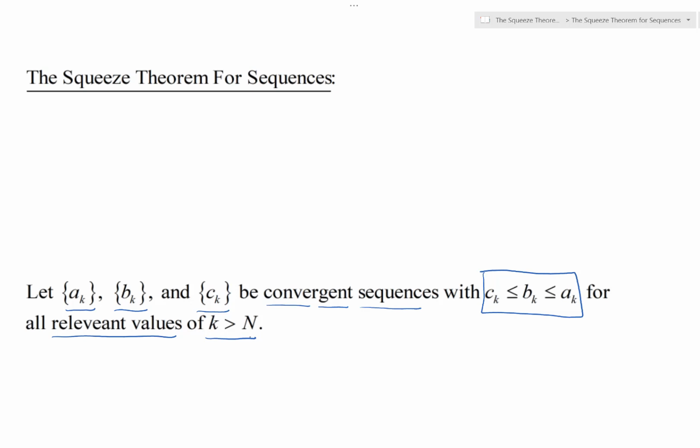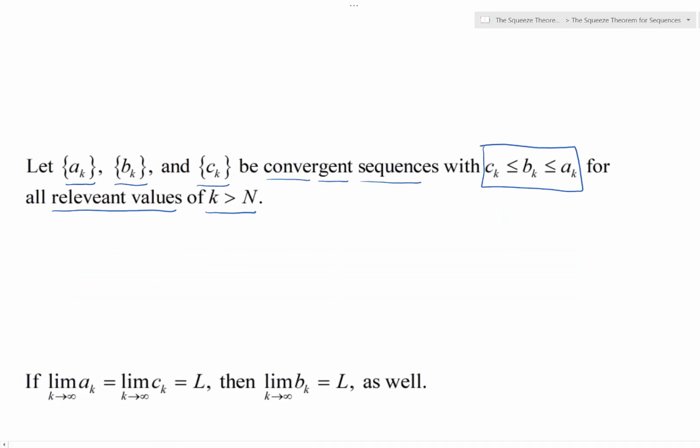And as long as that happens, and these conditions are true once that happens, then if we have that the limit as k goes to infinity of a sub k and the limit as k goes to infinity of c sub k is the same limit L, then the limit of b sub k, of course, has to be L as well. This is very, very similar to the squeeze theorem for real valued functions over intervals of real numbers. But now we just have sequences.